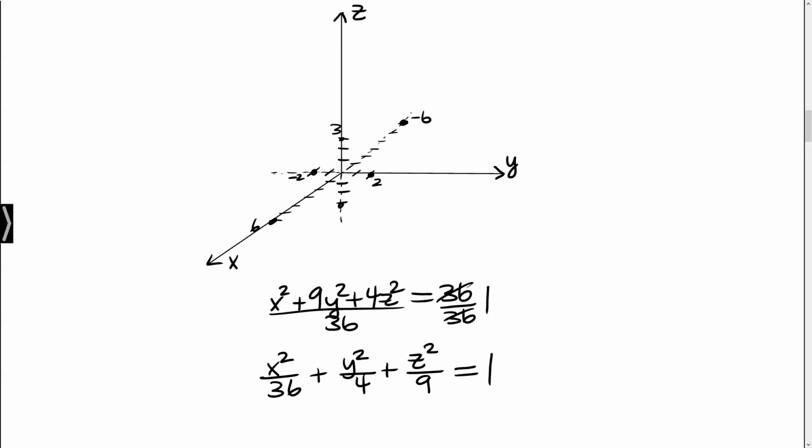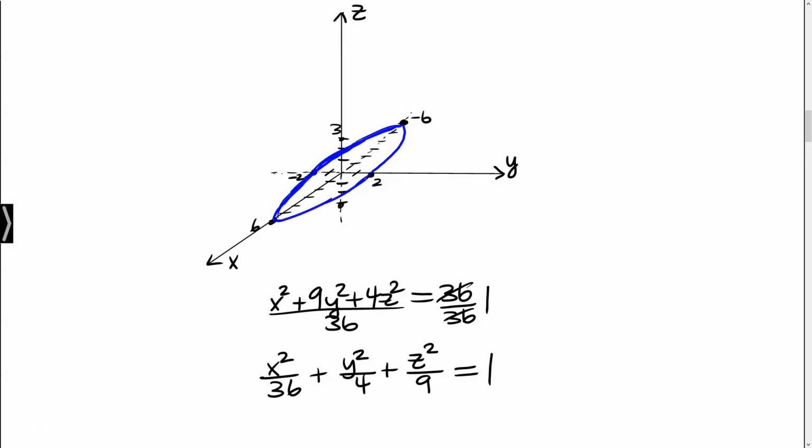So let's do the traces in each coordinate plane. If we start with the xy trace, it is going to be an ellipse that goes 6 units in the x direction and 2 units in the y direction. So that's going to be, I don't know, something like this. Okay, so that's the ellipse in the xy plane.